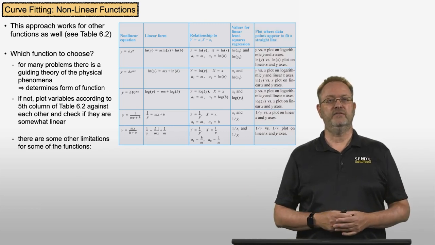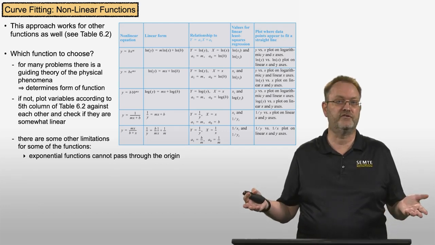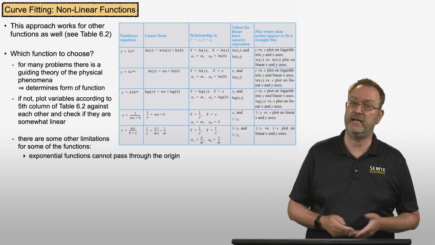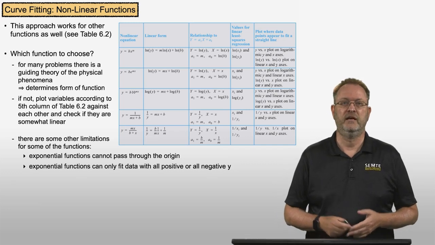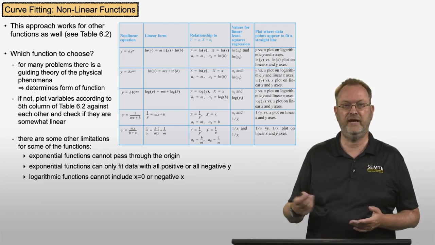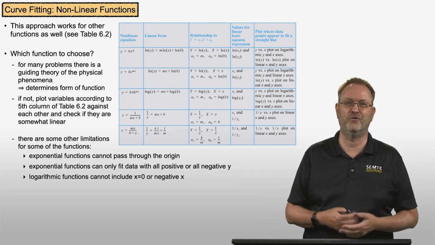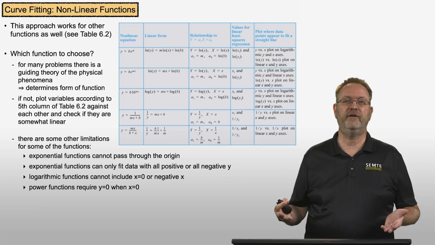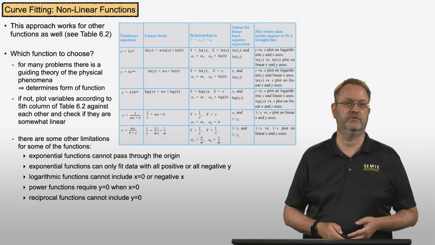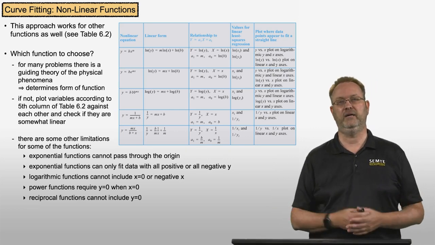There are a couple of other limitations when using these types of nonlinear functions. The first one is exponential functions cannot pass through the origin. So if your data goes through the origin, then an exponential function might not be the right function to use. Exponential functions can only fit data that are either all positive or all negative y values. Logarithmic functions cannot include x equal to 0 or negative x values. And power functions require that the y value is equal to 0 whenever x is equal to 0. And finally, reciprocal functions cannot include y equal to 0.